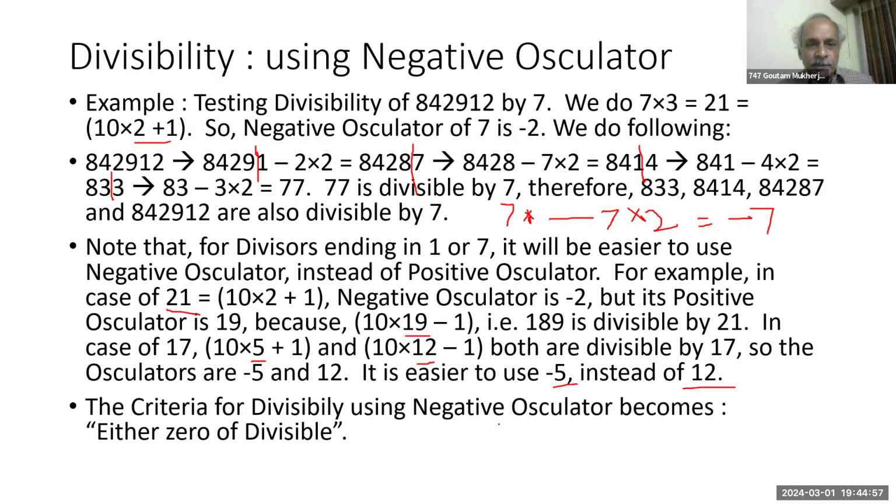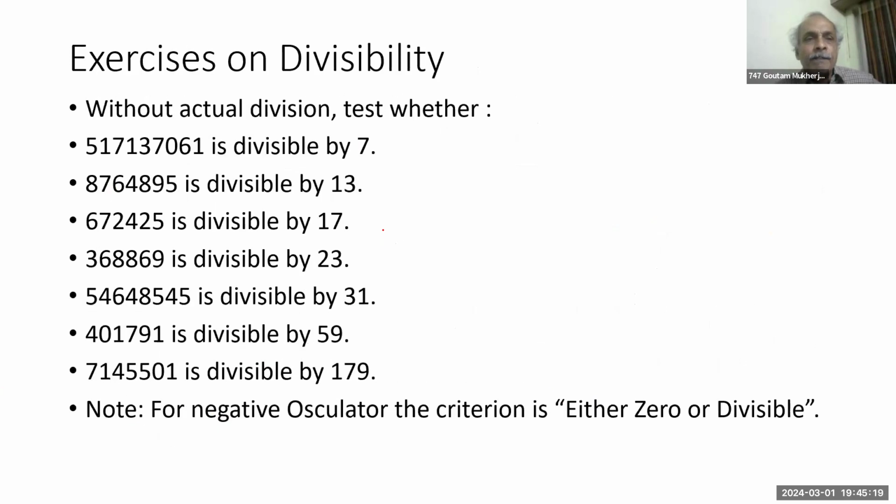The criterion of divisibility using the negative oscillator becomes either 0 or divisible. In case of the positive oscillator, it will always be divisible; it never will come to 0 because nothing is subtracting. Here it is subtracting, so there is also a possibility of coming to 0, like in case of 11, you have seen.